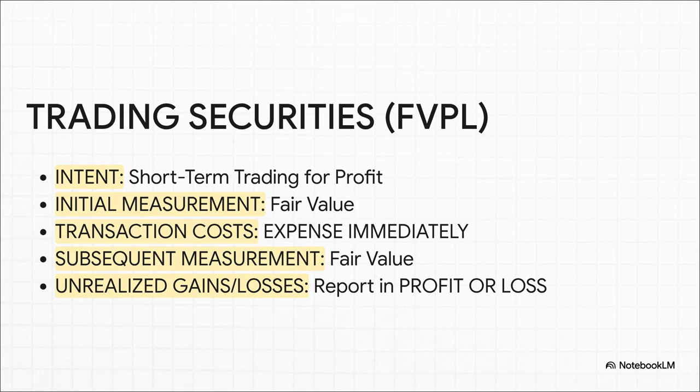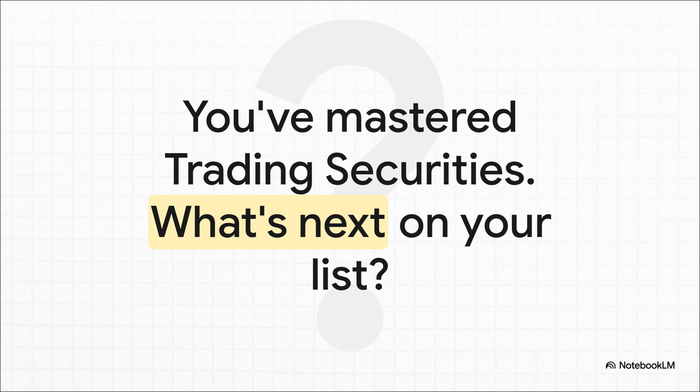The intent, short-term profit. Initial measurement, fair value. Transaction costs, expense them immediately. Subsequent measurement, back to fair value. And the unrealized gains or losses, they go straight to profit or loss. That is the entire life story of a trading security. You got this. And there you have it, the 3 golden rules, the brain hacks to make them stick.